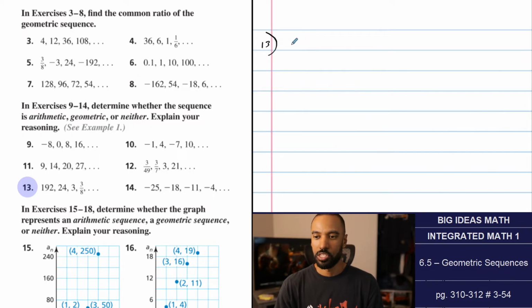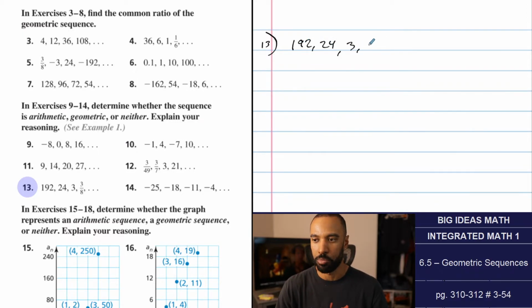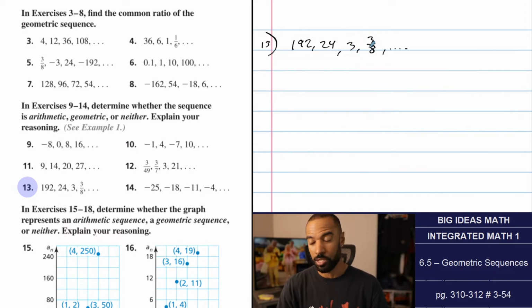Again, when I look at this thing, I don't see something arithmetic. The numbers went hugely down, minus more than 100 here, but then they never went negative after. In fact, they go pretty quick to fraction form here, which is looking like something that geometric would do. Now, 24 divided by 3 is 8, and 3 divided by 8 is indeed 3/8.